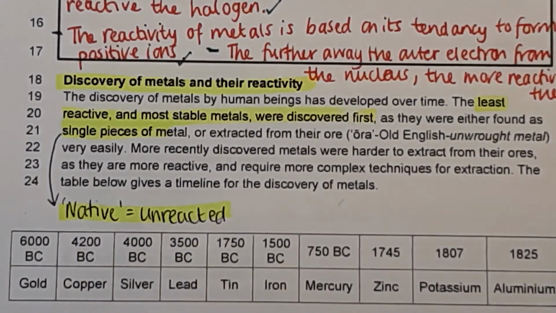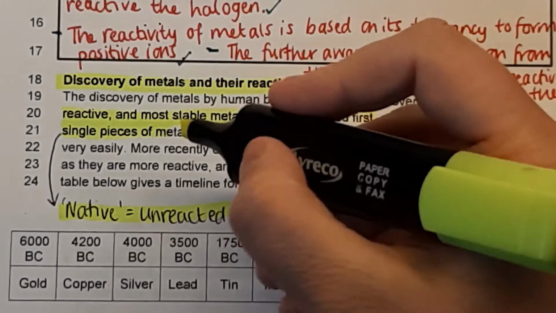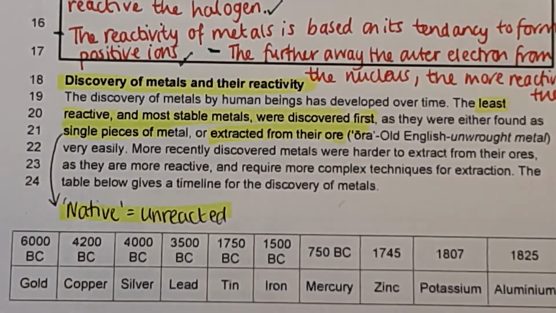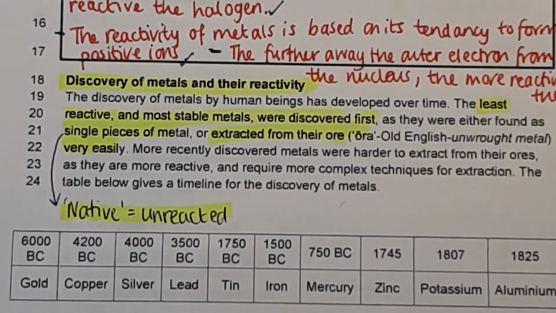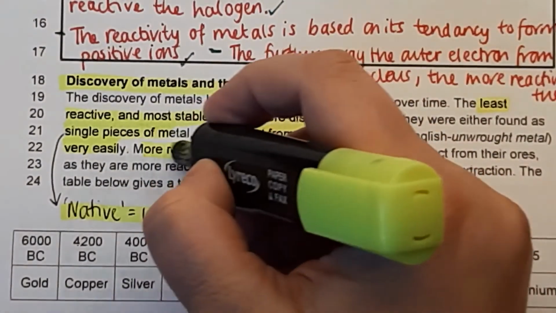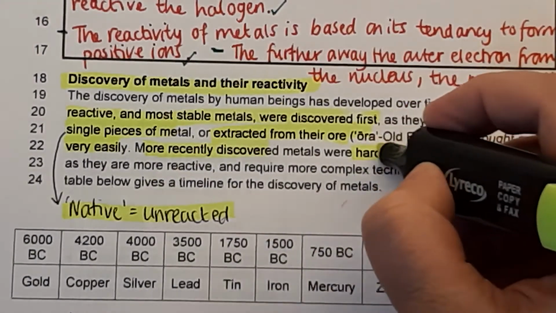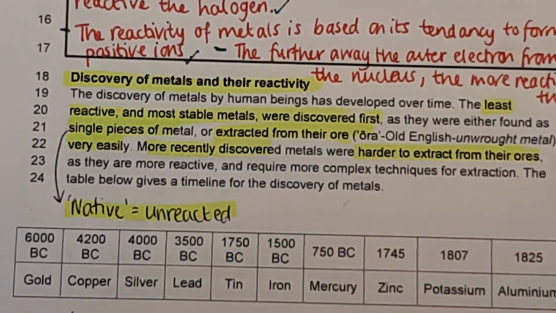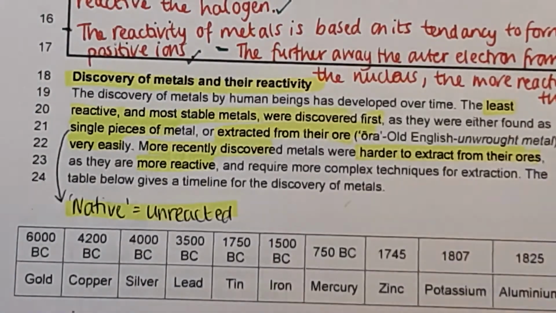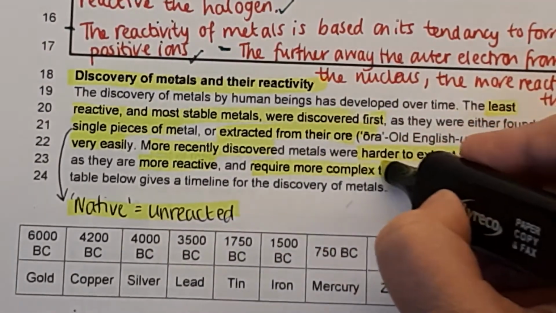And then after that, they were extracted from their ore, which happened very easily. So only the ones that were easy to extract from their ore were discovered earlier, and those were only the most stable metals. So more recently, we've discovered metals that were harder to extract from their ores. These are more recently discovered, because only recently have we had the ability to extract these more difficult metals from their ores, and that's because they are more reactive and they require some very complicated techniques for extraction.